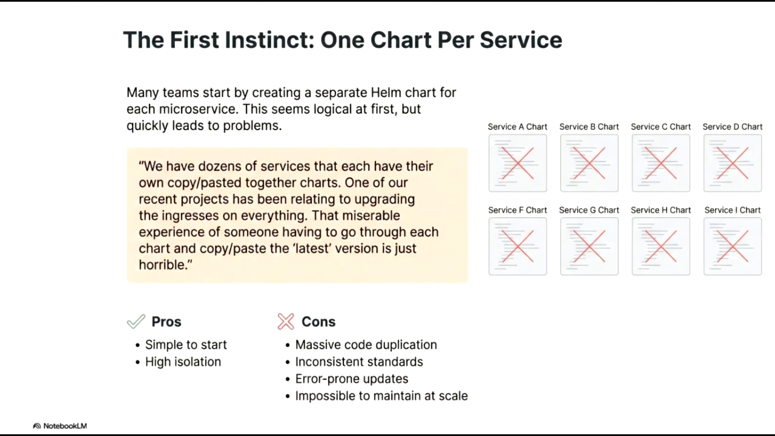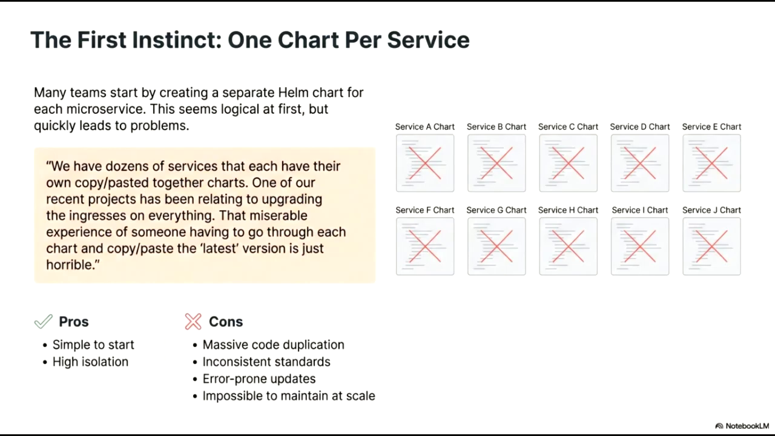scales. The first instinct for many teams when managing microservices is to create a separate Helm chart for every individual service. On the surface, this approach seems logical because it is simple to start and provides high isolation. However, this strategy quickly reveals its flaws as the environment scales.